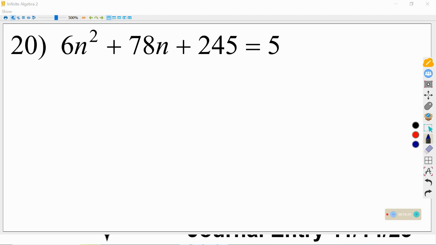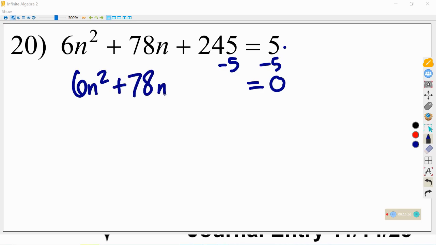Okay, step 1 would be set it equal to 0. And I see a positive 5, and I want a 0 on this side of the equal sign. So that means I'm going to subtract 5 from both sides of the equation. So I'm going to get 6n squared plus 78n plus 240.